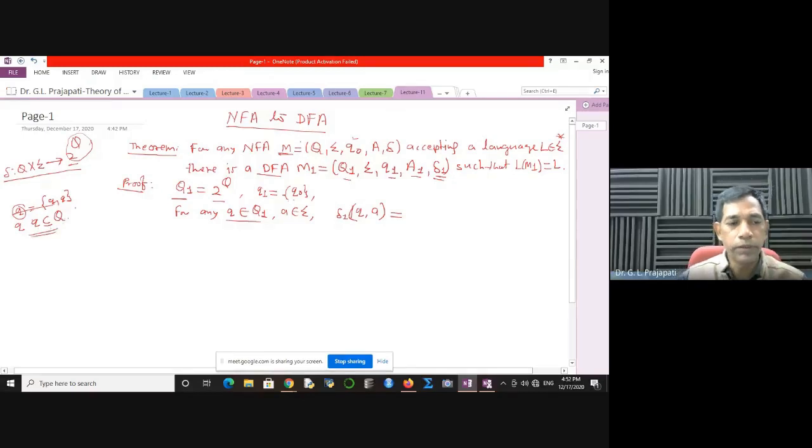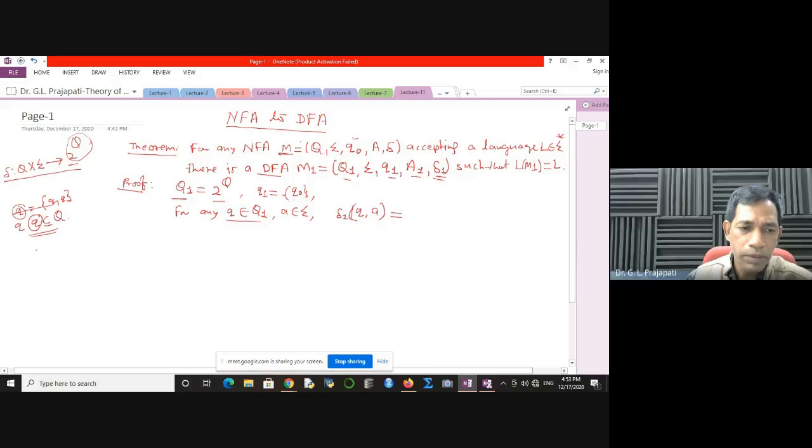So you can say that Q here is one state of the DFA, but every state of the DFA is a subset of Q. You can have one element, two elements, or three elements, any number. So Q is any subset of Q, and Q is the set of states of your NFA.